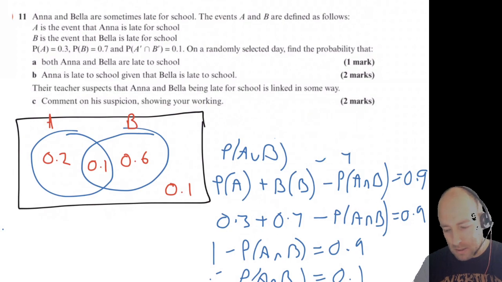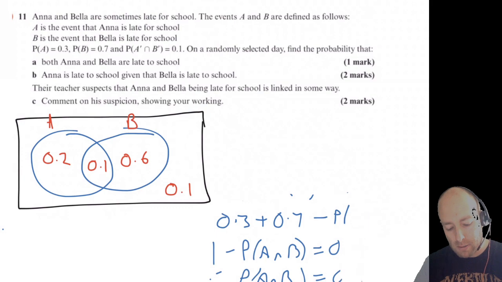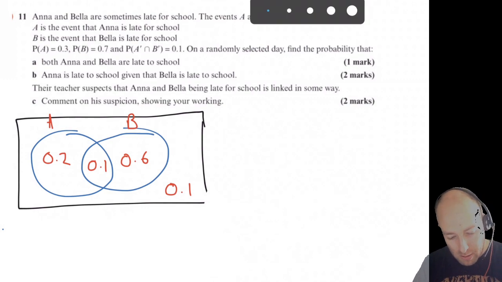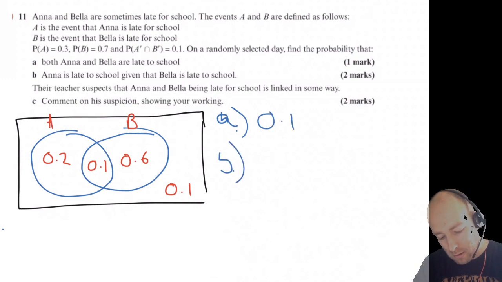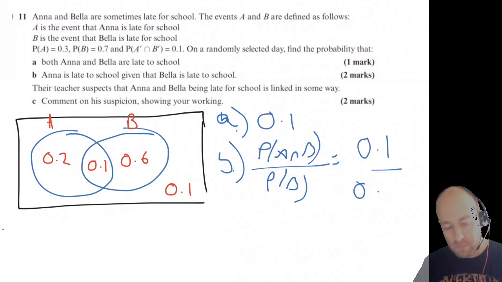In the other one, as Billy said, the probabilities don't actually add up to 1, which is bad. Cool. All right, so we got that. So probability that they're both late to school, part A, is 0.1. Part B, Anna is late given Bella is late. So again, A and B out of B. That's 0.1 out of 0.7, which is 1/7.